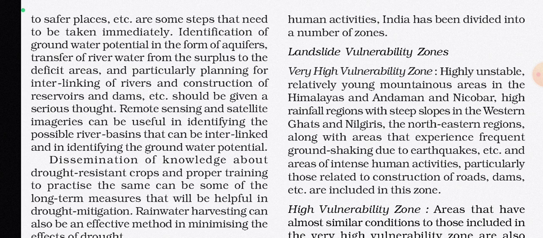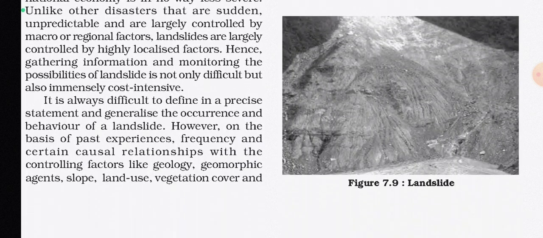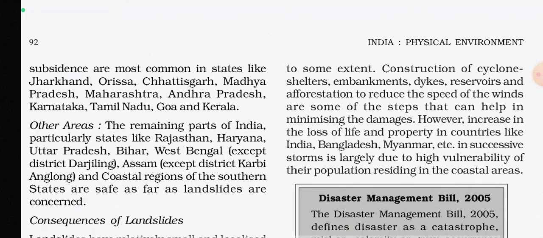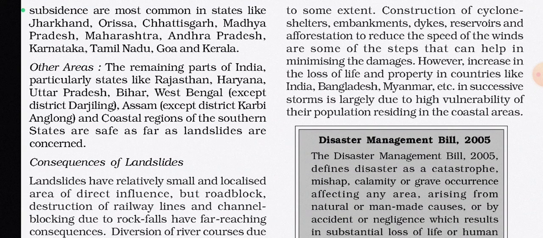All the Himalayan states and the states from the northeastern regions except the plains of Assam are included in the high vulnerability zones. Moderate to low vulnerability zone: areas that receive less precipitation, such as Trans-Himalayan areas of Ladakh and Spiti, Himachal Pradesh, and undulated yet stable deep and low precipitation areas in the Aravalli, rain shadow areas in the Western and Eastern Ghats and Deccan Plateau also experience occasional landslides. Landslides due to mining and subsidence are most common in states like Jharkhand, Odisha, Chhattisgarh, Madhya Pradesh, Maharashtra, Andhra Pradesh, Karnataka, Tamil Nadu, Goa, and Kerala. This is the image of landslides you can see.